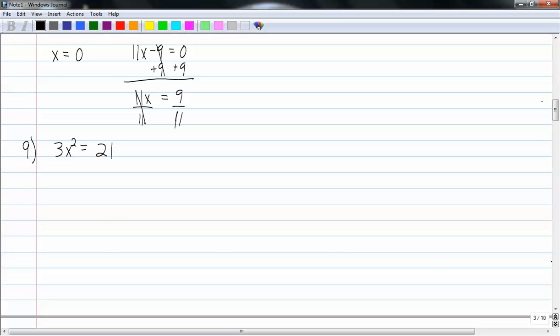Alright, so first get the x squared by itself. Divide both sides by 3. So I have x squared equals 7. Now take the square root of both sides. So I have x equals, now when you take the square root of both sides, remember you put a plus or minus in front of the constant. So plus or minus the square root of 7. So my two answers are a positive square root of 7 and a negative square root of 7. Alright, so that is B. B is in beta.